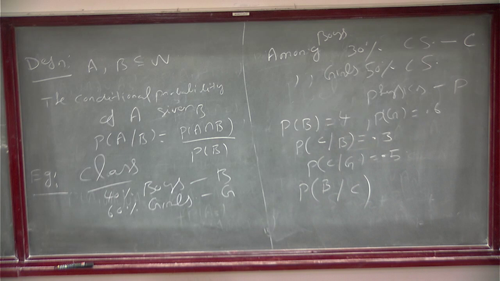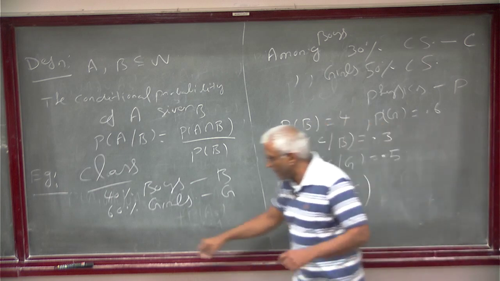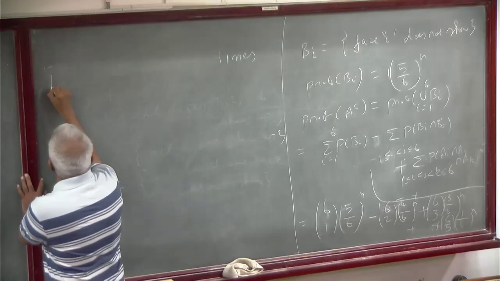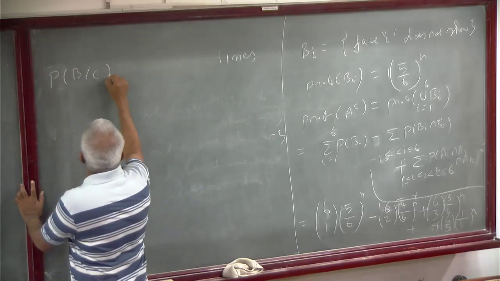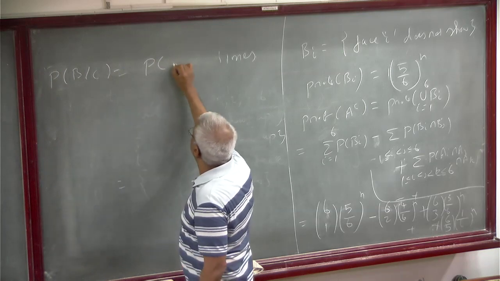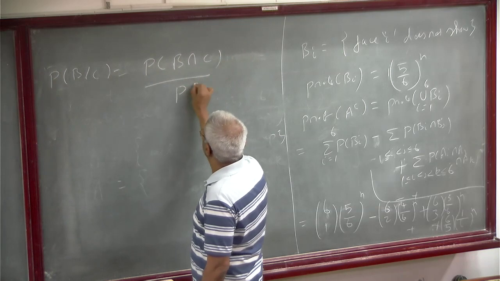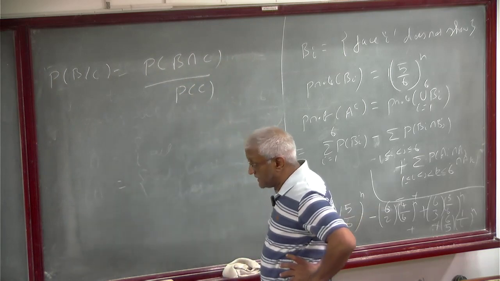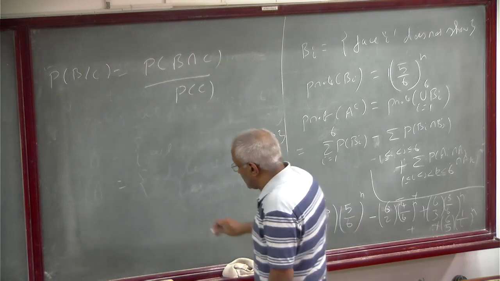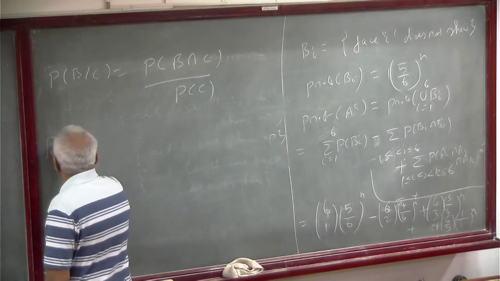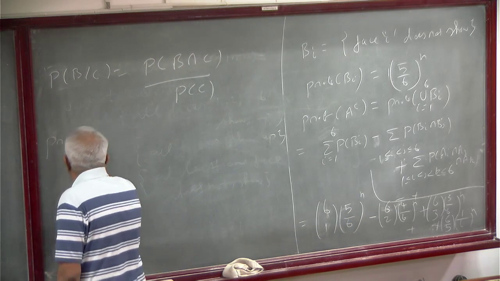I thought Bayes rule is not needed for this, but let's see. So the probability of B given C is equal to the probability of B intersection C by the probability of C. We don't know what the probability of C is yet. So I need this proposition. I'm sorry, I should have done this earlier. This is not really a proposition, just a remark or something.